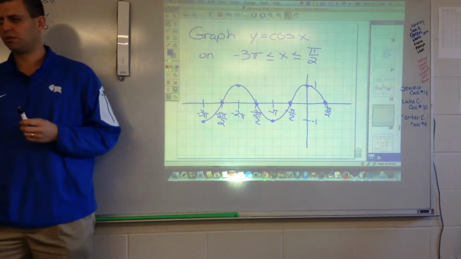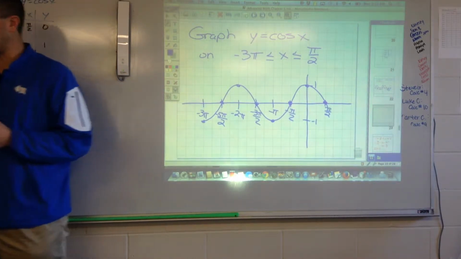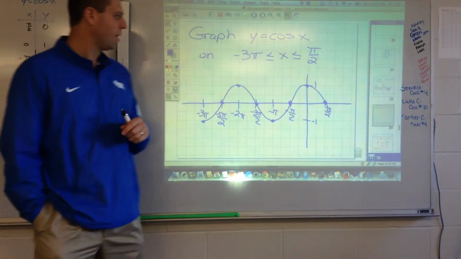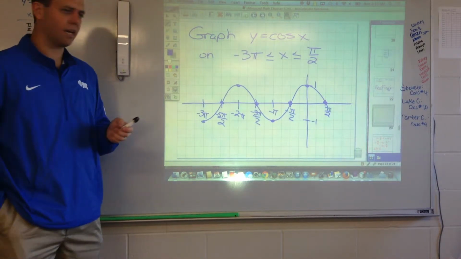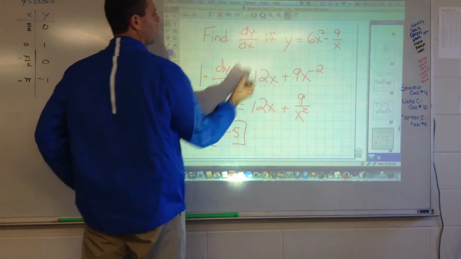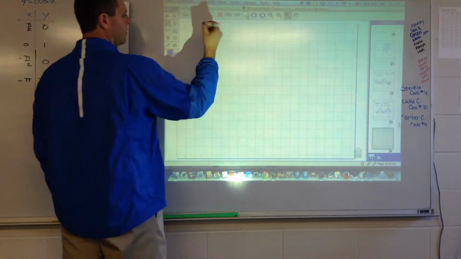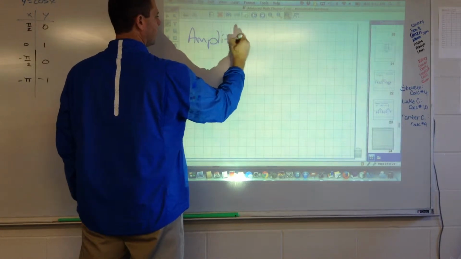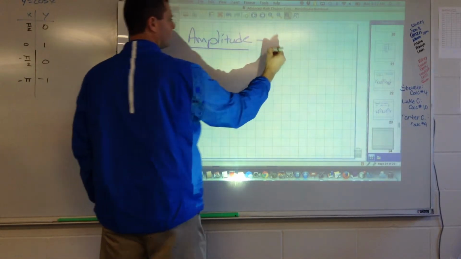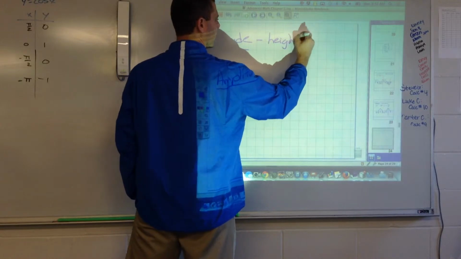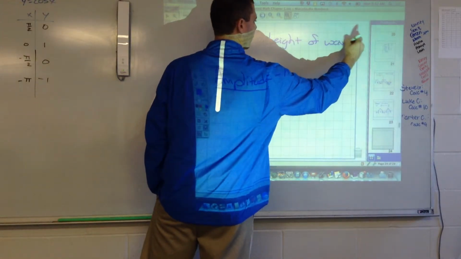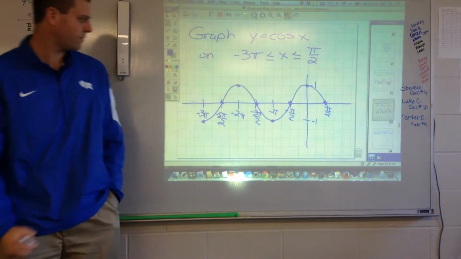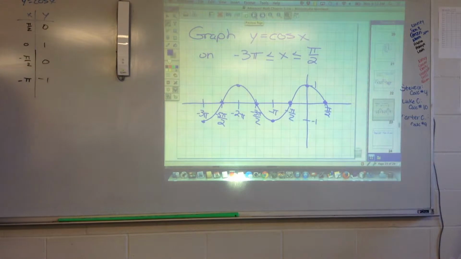It's like the heights of the waves. Yep, the heights of the waves. This is kind of a wave here. It continues on forever, and amplitude is exactly that. Amplitude is the height of the graph, of the wave on the graph. So amplitude is like the height of the wave.